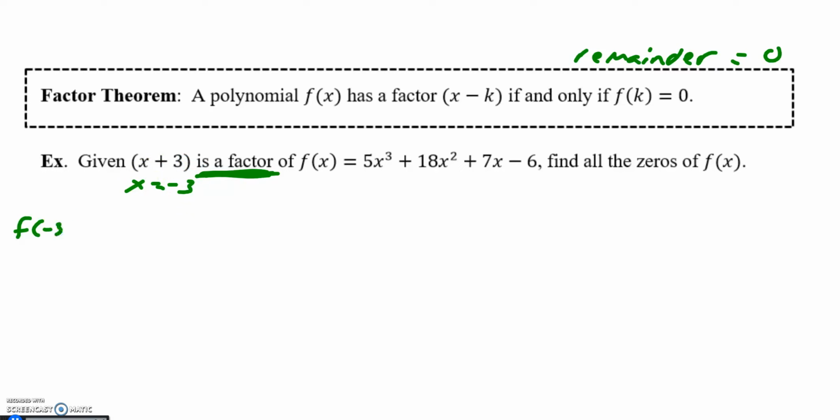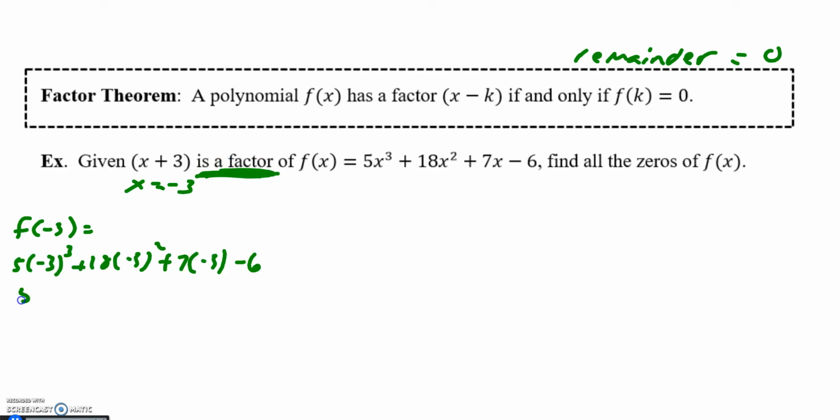I could plug in x equals negative 3 into here and get 5 times negative 3 cubed plus 18 times negative 3 squared plus 7 times negative 3 minus 6. And if I get this to be 0, it truly shows that it is a factor before I start. Or this could show that it should have a remainder before I start.